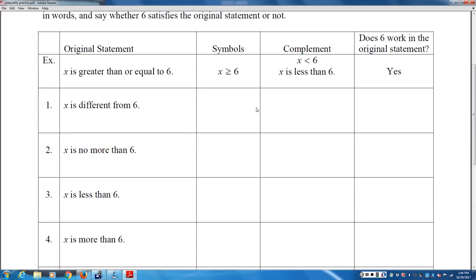Okay? Does 6 work in the original statement? Is 6 included in the original statement? Yes. That's where the equals comes from. Okay? X is different from 6. How would you write that in symbols? That's the equal sign with the slash through it.